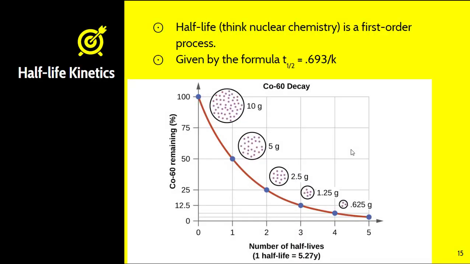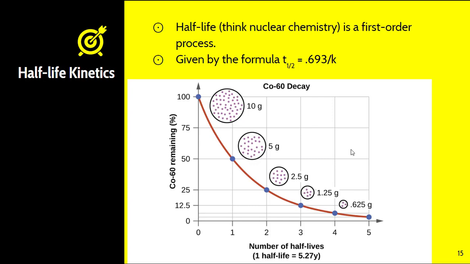So another example of this would be half-life. And if you remember half-life, you could think nuclear chemistry. Well, that is a first-order process. So that's given by the formula t 1/2, meaning that the half-life is 0.693 divided by k, which is the rate constant. Okay, so there are some ways you can go through and calculate these things, but half-life is a pretty straightforward calculation.